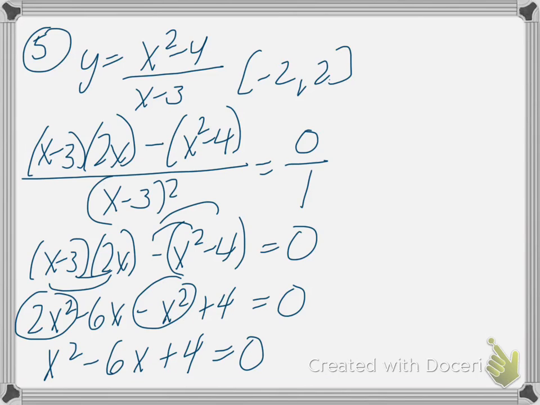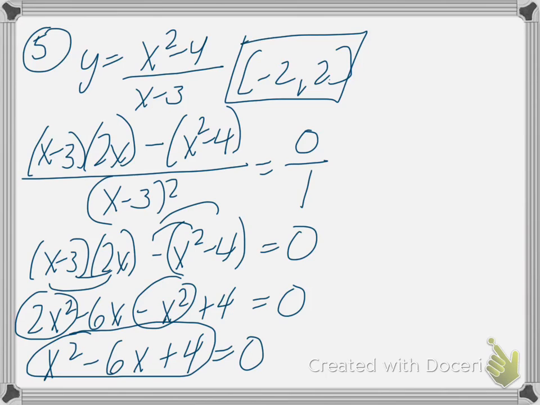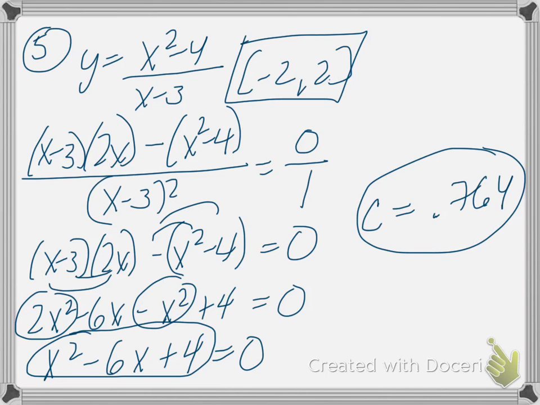So this is not factorable. So you're going to have to use the quadratic formula or use your calculator. If you put that in your calculator, then you're going to set the interval from -2 to 2. And when you do that second calc thing, you're going to get that C is going to be 0.764, which is in the interval. So that's the answer.